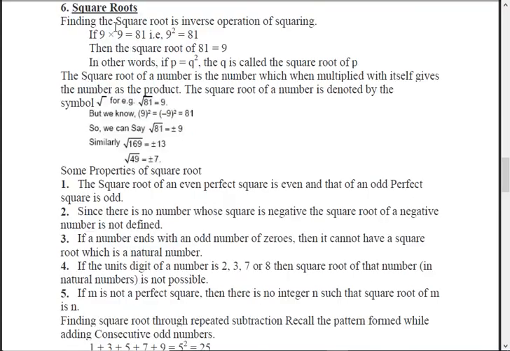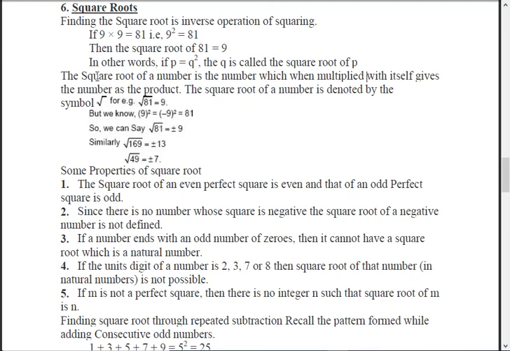Now square roots. Finding the square root is the inverse of squaring. Means 9 into 9 is 81, so 9 square is 81. But if you have to find the square root of 81, then it is 9. So in other words, if p equals q square, q is called the square root of p.